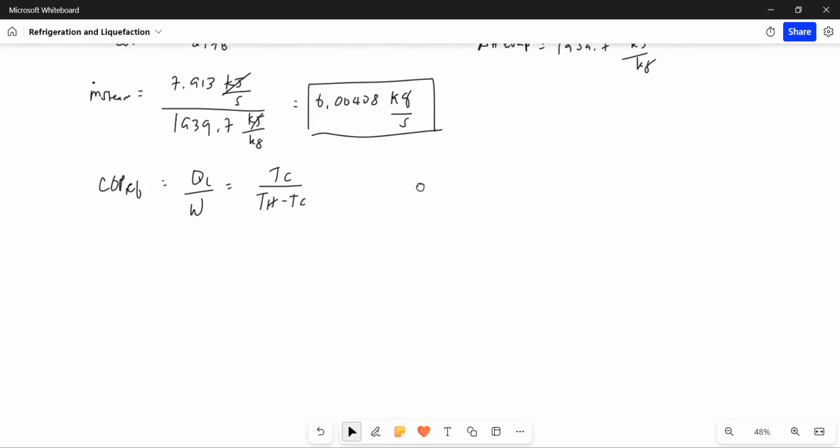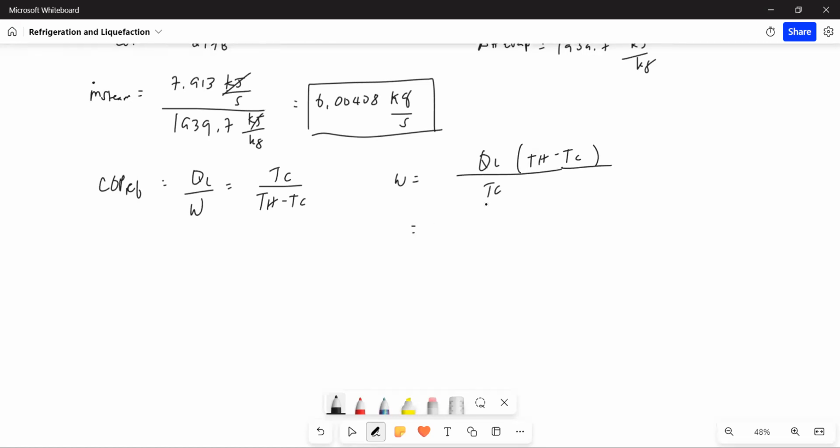Okay, so if we want to solve for work, it's simply QL over TC. So this is TH minus TC. Okay, so let's try that.